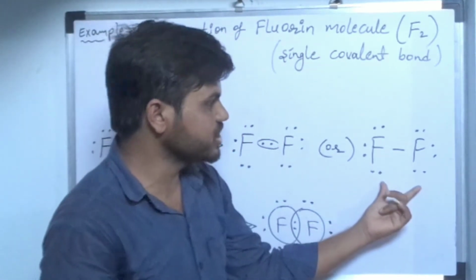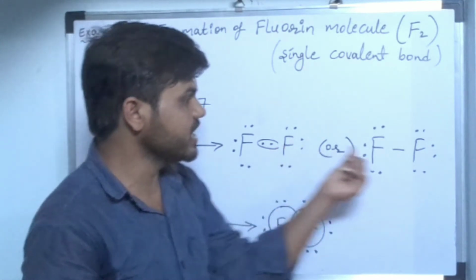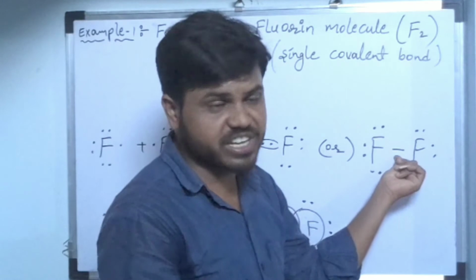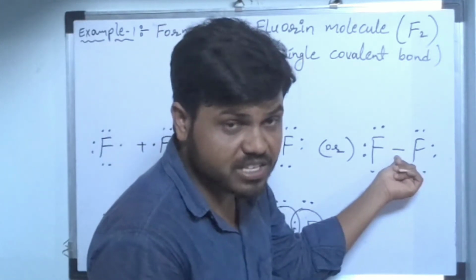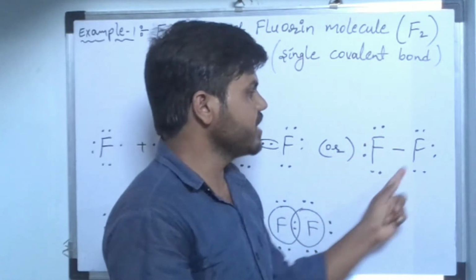This is another structure of the fluorine molecule. Just instead of one pair of sharing electrons, keep a dash. This dash indicates one pair of electrons is shared between two atoms of fluorine, remaining the same.